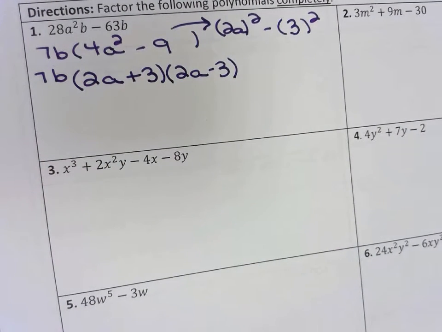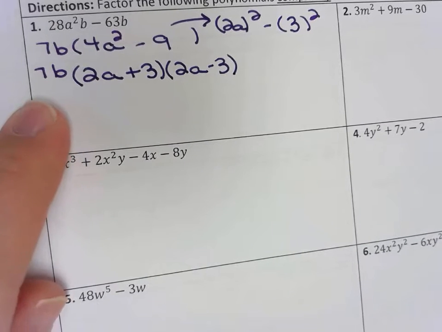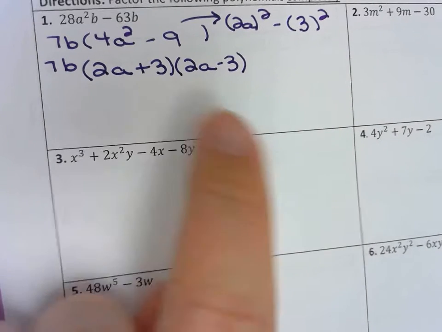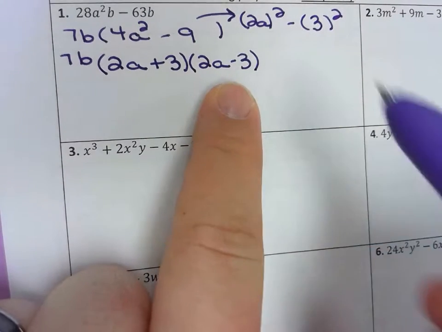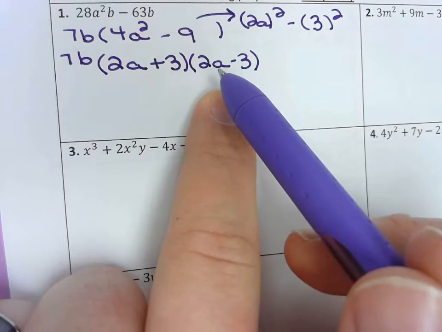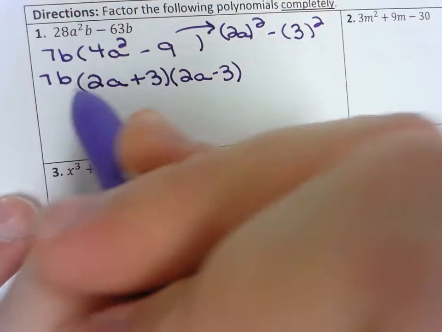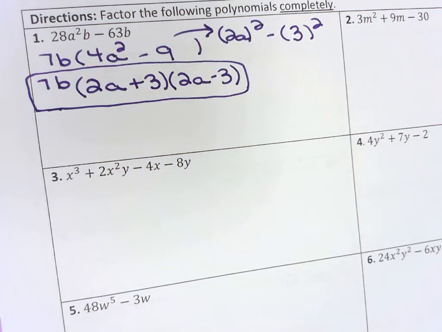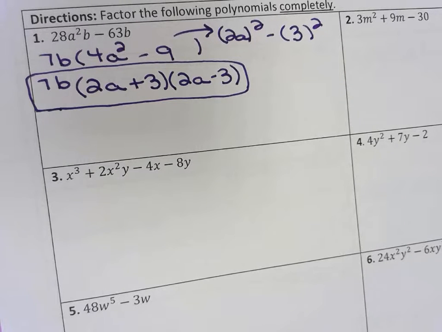Now let's see. Can I factor it further? 7b is done. 2a plus 3, it is not a difference. So I cannot use the difference of perfect squares. 2a minus 3, can I write 2a and 3 as something squared? Are those perfect squares? No, so I cannot go any further. That is my final answer. So you may have to factor 2 or 3 times to get to the final factored form. Okay, any questions on that one?